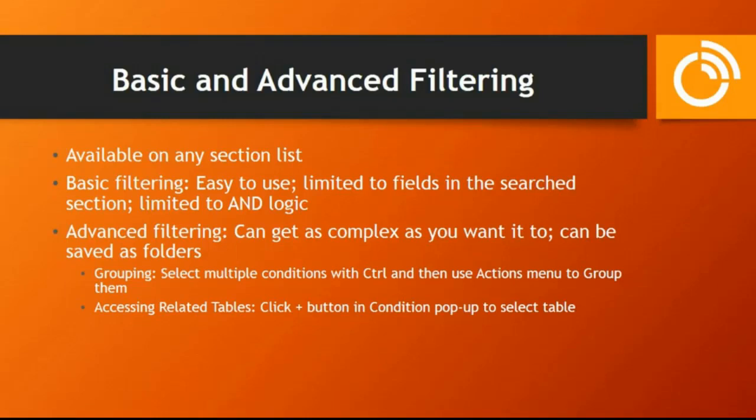A couple of things that I really specifically wanted to point out here. One is around grouping. So this is something that took me a little while to figure out when I first started learning how to use advanced filtering. If you want to group two or more of the conditions in your filter together with some AND or OR logic specific to those two conditions, you use the Control button to select them, and then the Actions menu to group them. And I will show you how to do that.